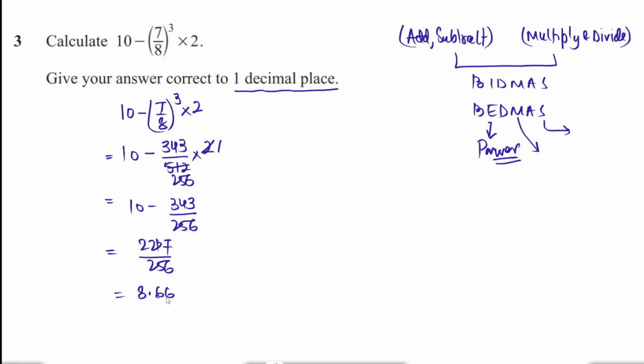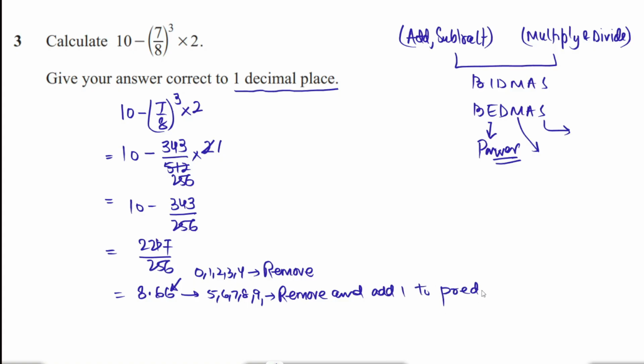So we always find the answer up to 2 decimal places and round off this extra digit. If this digit is 0, 1, 2, 3, 4, we simply remove it. If this digit is 5, 6, 7, 8, 9, we remove it and add 1 to the preceding digit. So I'm trying to make proper notes for yourself. You can use it appropriately when it is required. So this is 8.7, and that is going to be your answer.